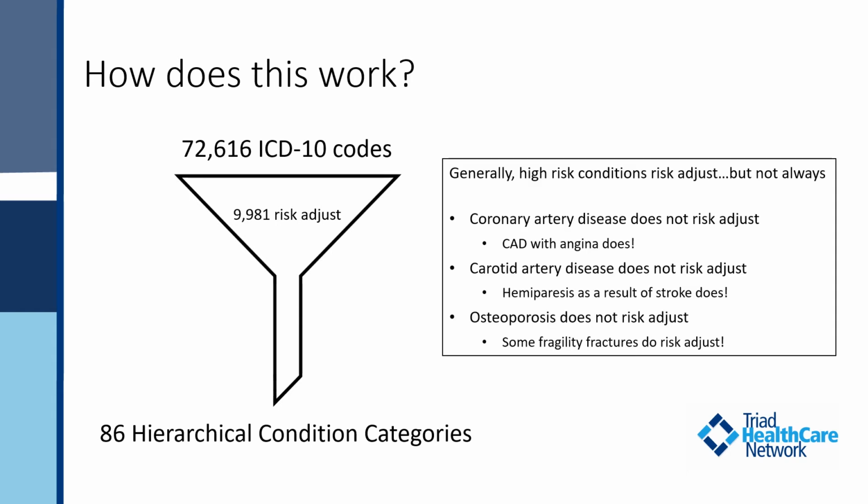Now, generally, it is the case that high-risk conditions risk adjust, but not always. Some of it doesn't seem to always make sense. For instance, coronary artery disease does not risk adjust. But if you have coronary artery disease with angina, it does risk adjust. Even if that angina is being controlled with medications and the patient really doesn't have any right now, they're still considered to have coronary artery disease with angina. Now, after their stent or after their bypass surgery, if their angina is gone, then it's gone. Carotid artery disease does not risk adjust, but hemiparesis as a result of a stroke does. And osteoporosis does not risk adjust, but some fragility fractures do risk adjust, notably hip fractures and vertebral fractures.